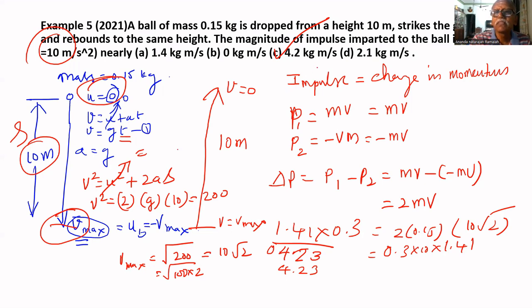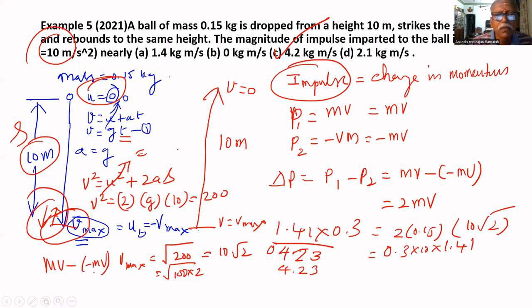Impulse is asked in this sum, that is the change in momentum. Momentum is equal to mass into velocity. Change in momentum means initial momentum minus final momentum. That is the change in momentum: mv minus of minus mv, that is 2mv.